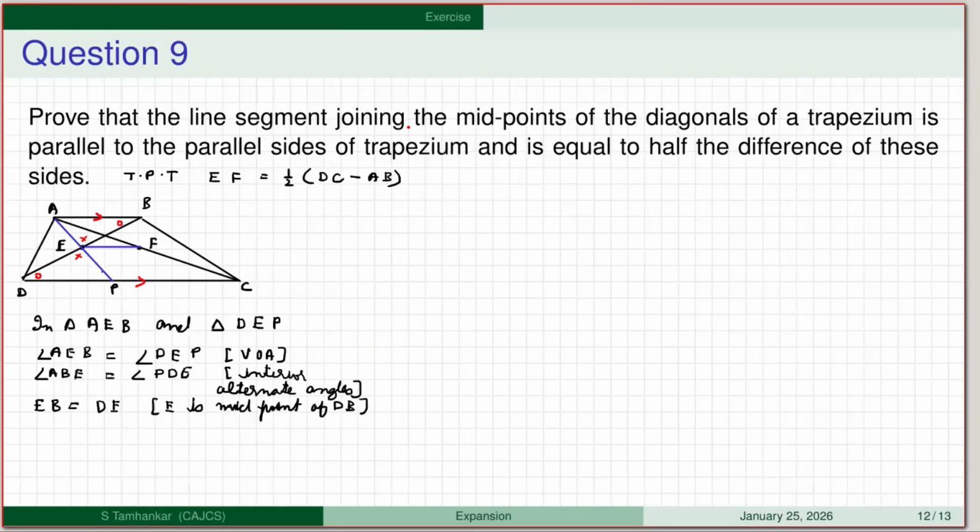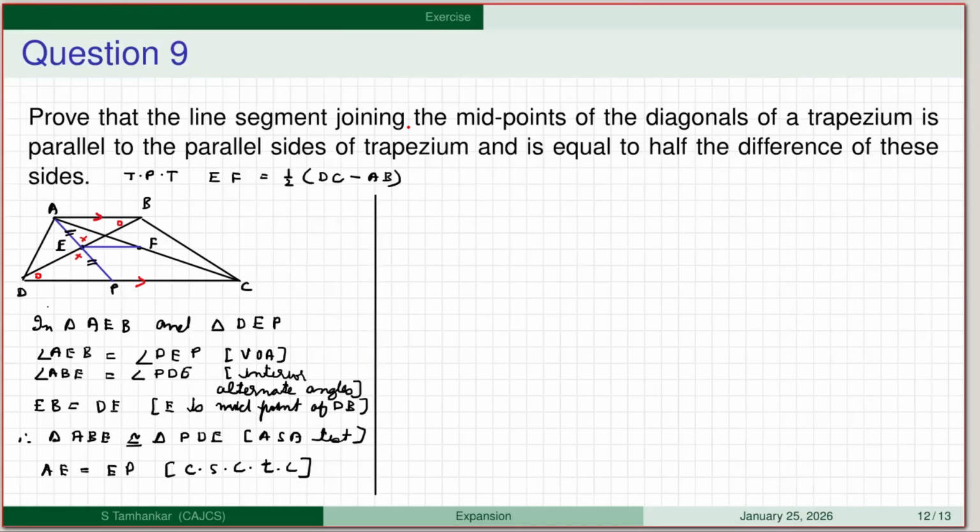Okay, so what does that lead you to? It leads you, therefore, triangle ABE is congruent to triangle PDE, and that will be ASA test. Okay, so this gives me AE equal to EP. Corresponding sides of congruent triangles are congruent. You need to write it as a full statement. So that means I've got this equal to this.